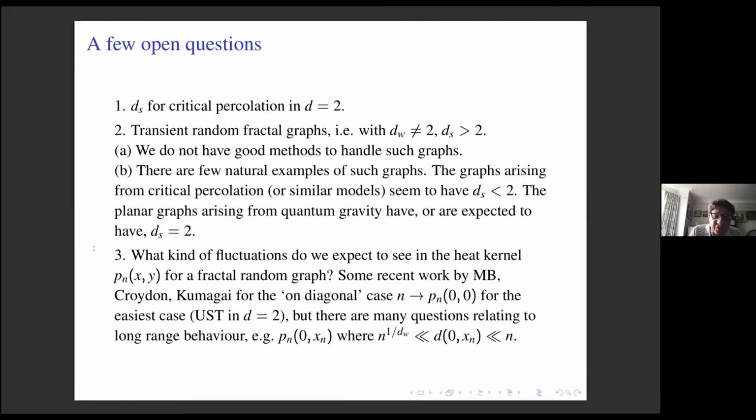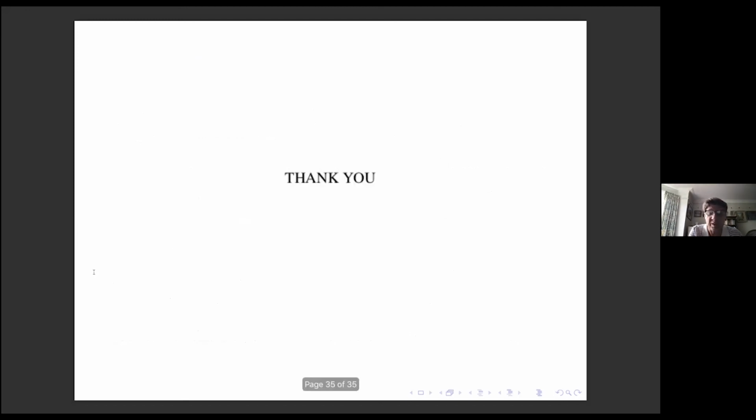And a final question is, what kind of fluctuations do we expect to see in the heat kernel for a random fractal graph? We saw the nice, pretty solid results that we get for the percolation cluster. In a fractal case, we'd expect perhaps more fluctuations, but it's not yet clear what we get. And I think that's it, so thank you.